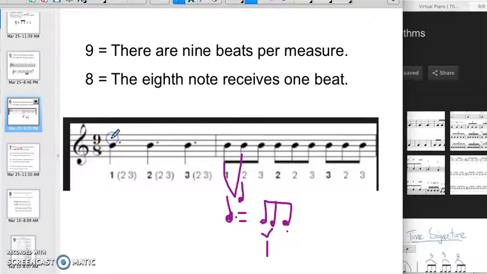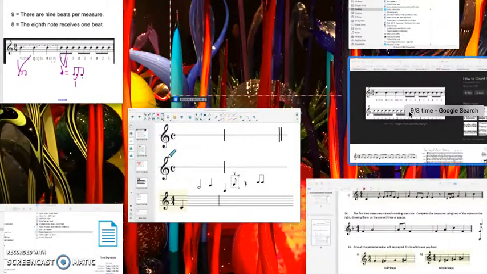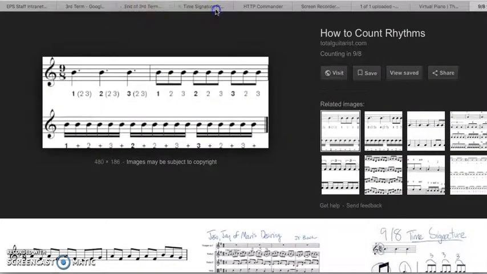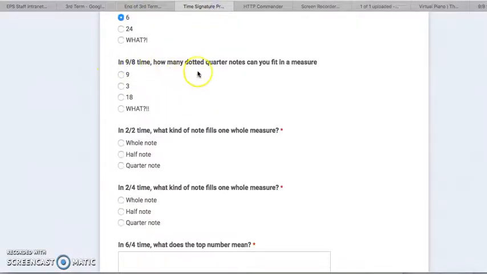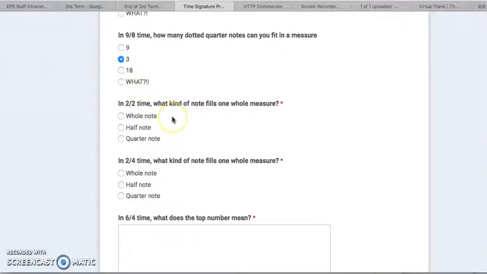So this graphic, going back to the first measure, 1, 2, 3, 4, 5, 6, 7, 8, 9. If each of these dotted quarter notes equals 3 eighth notes, 1, 2, 3, 4, 5, 6, 7, 8, 9, that means I can have 3 dotted quarter notes. And that's the answer. In 9/8 time, how many dotted quarter notes can you fit in a measure? The answer is 3. In 2/2 time, what kind of note fills 1 whole measure?